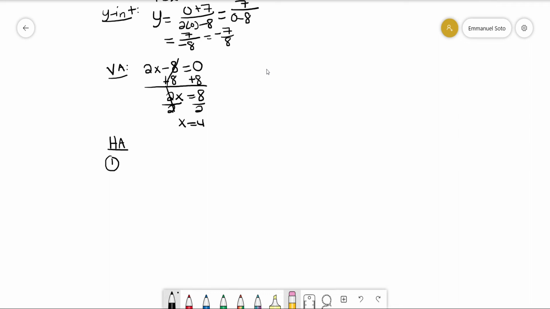For the first category, let's do the less than first. If the degree of the numerator is less than the degree of the denominator, then that implies that your horizontal asymptote is going to be y equals 0.